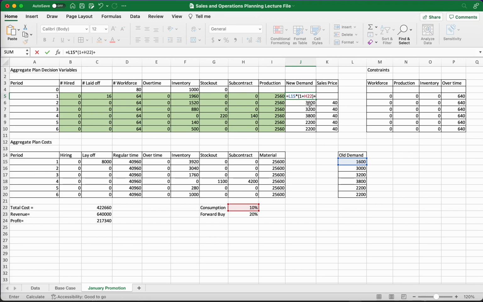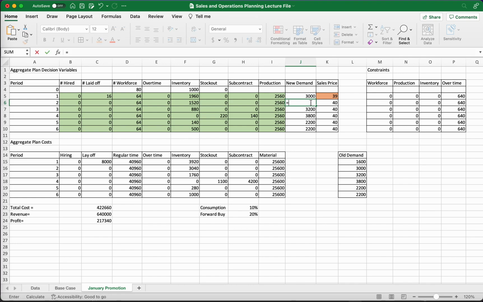Plus 20% of demand from these two. So 20% times the demand here plus 20% times the demand here, right? So 20% of demand from February and 20% of demand from March now get moved to January. So that's what happens with forward buy. And yeah, the demand for January now becomes 3,000 because it was 1,600 originally. It becomes 3,000.